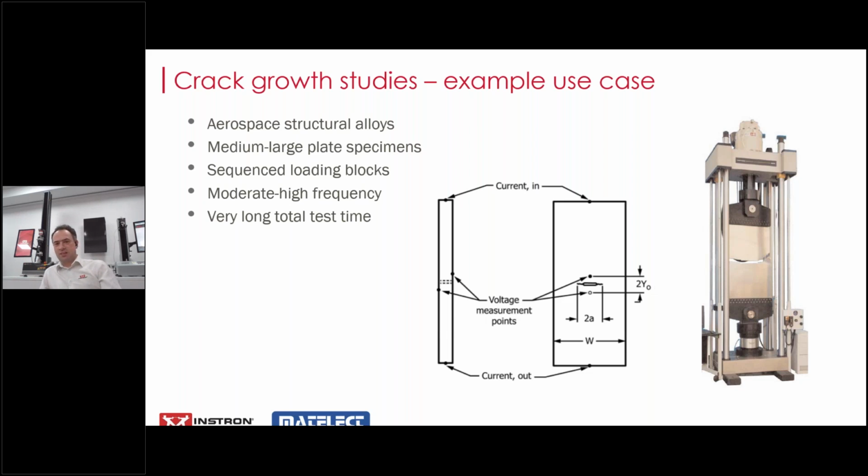Now, these tests can take certainly days or up to a week, I believe. Very popularly amongst aerospace structural alloys. And you would commonly, amongst the test protocols I'm aware of, use a sequence of loading blocks. But you still use potential drop to track the crack progress during each block. And you're looking to allow a certain crack extension before you transfer to the next block. So an example of somewhere that you might use it.